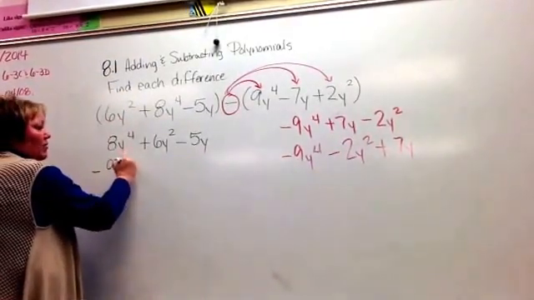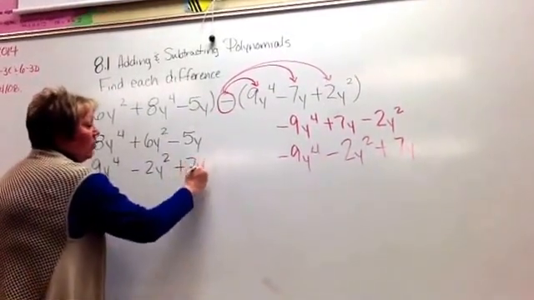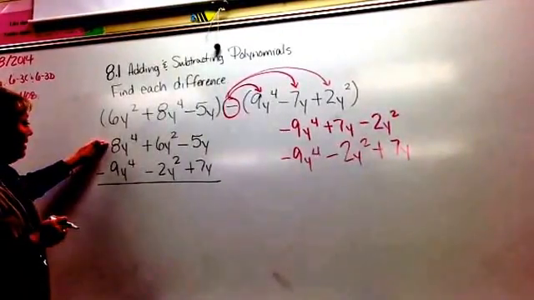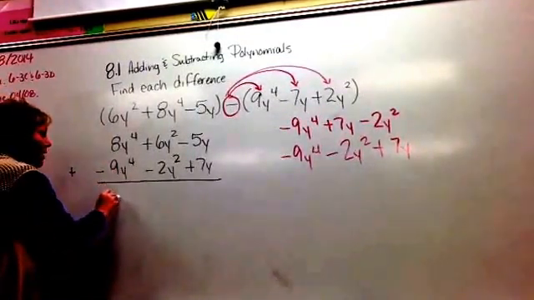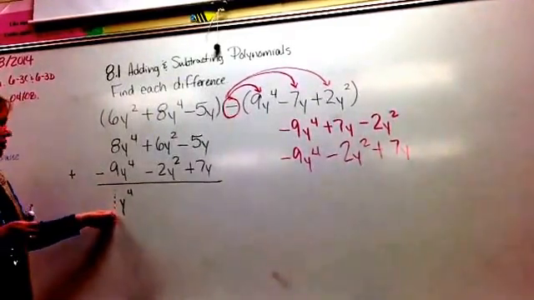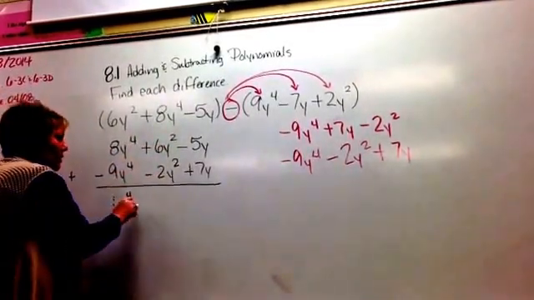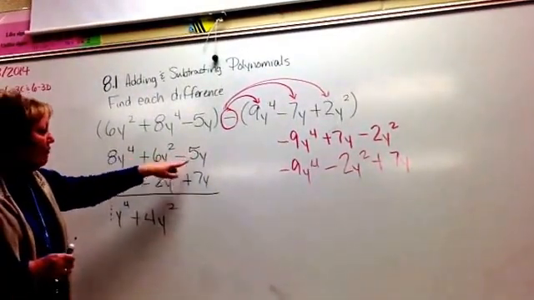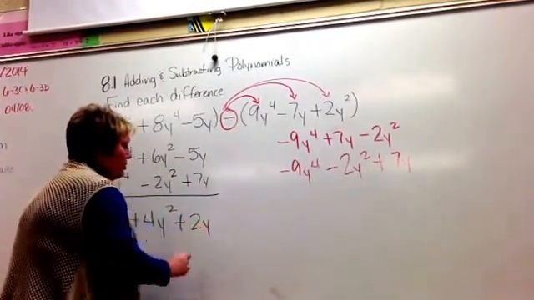Minus 9y to the 4th minus 2y squared plus 7y. And we're going to do the same thing that we did before. 8y to the 4th minus 9y to the 4th would be 1y to the 4th. Remember, that 1 needs to be an imaginary one. We don't have to show that. 6y to the 2nd minus 2y would be 4y to the 2nd. And finally, negative 5y plus 7y would be plus 2y.